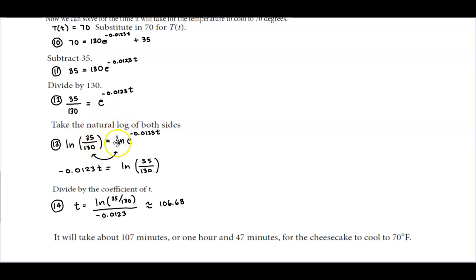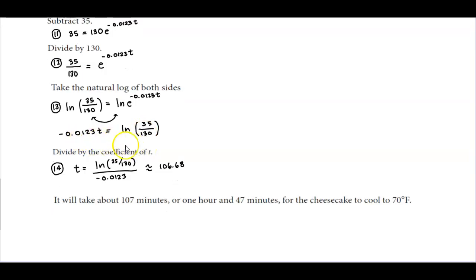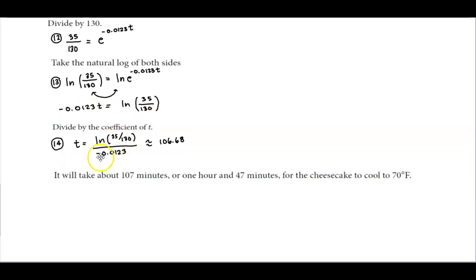From here, we're going to take the natural log of both sides. Taking the natural log of both sides, we have -0.0123t equal to the natural log of 35 over 130. Dividing both sides by -0.0123, we get t, which, following the order of operations, is approximately 106.68. So therefore, it will take about 107 minutes, or 1 hour and 47 minutes, for the cheesecake to cool to 70 degrees Fahrenheit.